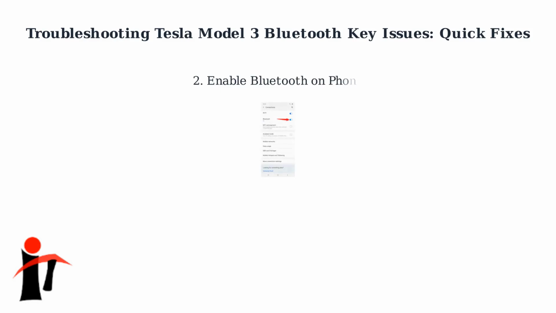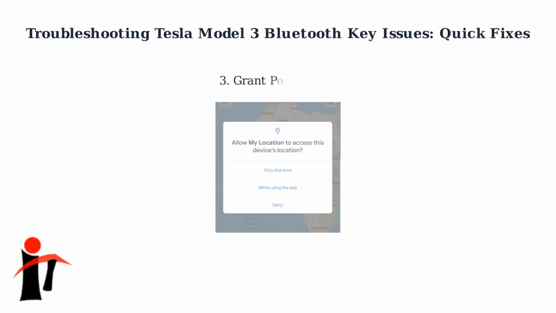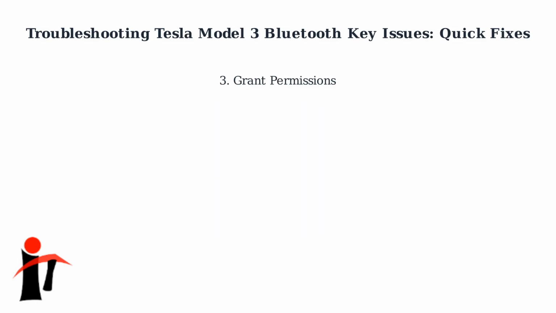Then, verify Bluetooth is enabled on your smartphone. Check the Connections menu to ensure it's turned on. Make sure the Tesla app has always location access and Bluetooth permissions. This allows continuous connection. A simple phone restart can often resolve temporary glitches in the Bluetooth connection. Also, make sure your phone's battery isn't critically low, as this can affect Bluetooth performance and cause connection drops.